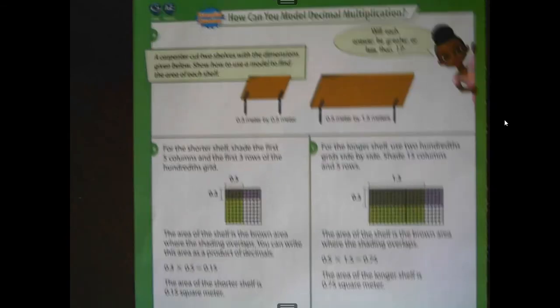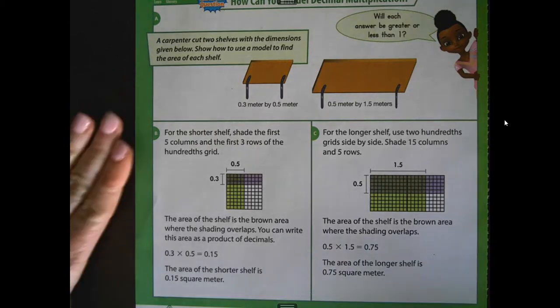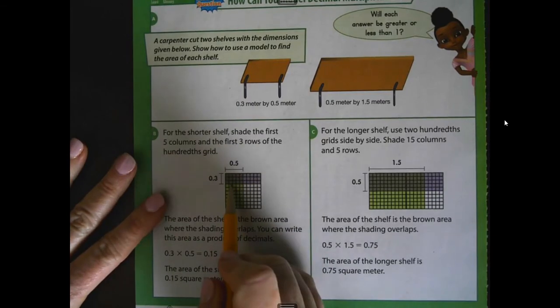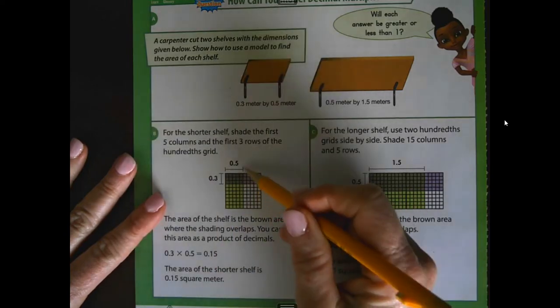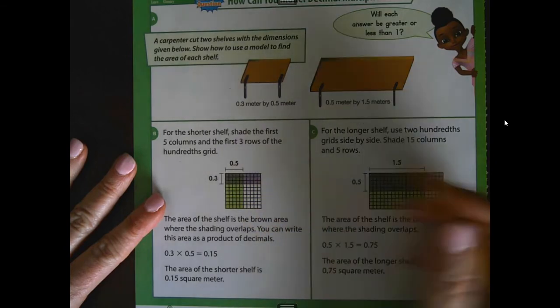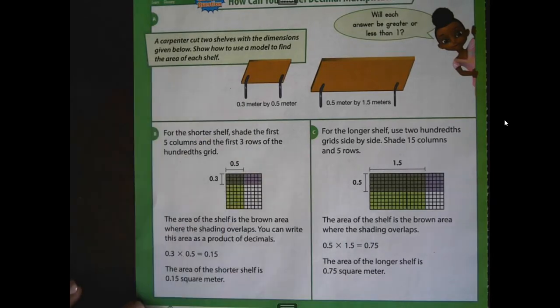For the shorter shelf, we're going to shade the first 5 columns and the first 3 rows of the hundredths grid. So here we go. This in purple represents 3/10 or 30 of these hundredths. Those are equivalent, right? And then to go the opposite direction, we're going to do 5 columns for 5/10, or you could look at it as 50 of the individual hundredths.